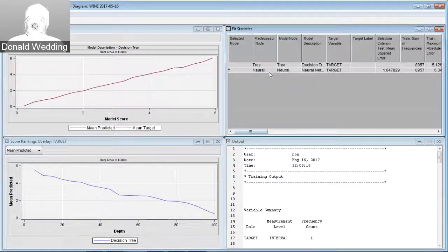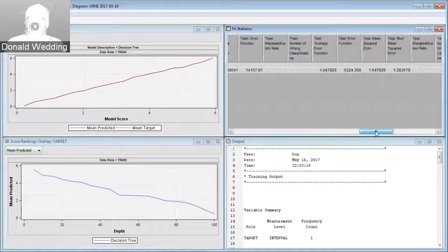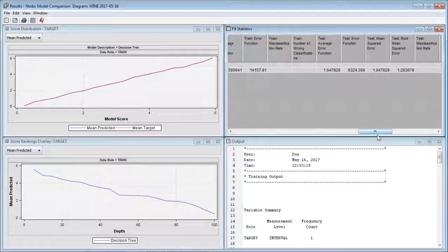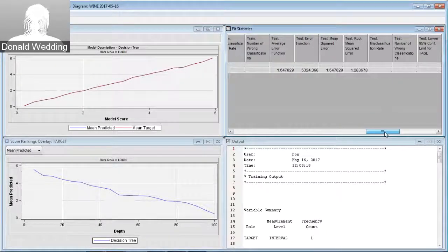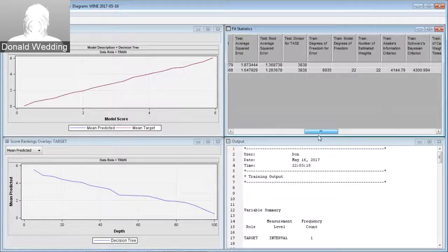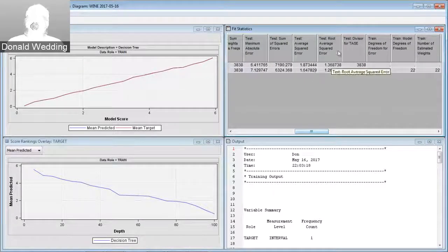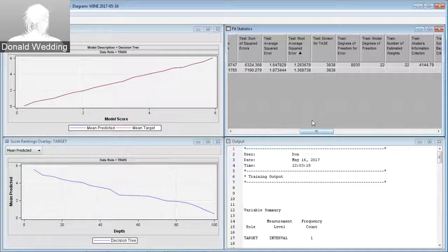Okay, so the neural network actually, well, let's see who did better. Where's my root mean squared error? Why didn't the tree give me an answer? Oh, here we go. Test root mean squared error. So the neural network got a 1.2 and the decision tree got a 1.3. So the decision tree's prediction is off by 1.3 bottles of wine, and the neural network is off by 1.2 bottles of wine. But the difference is the decision tree I can explain, the neural network I can't.